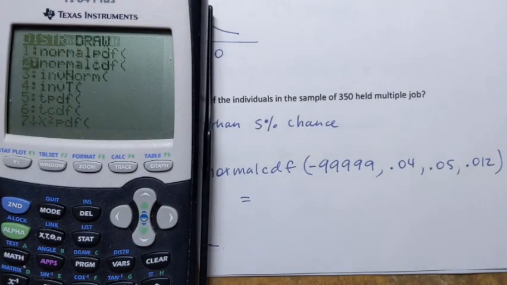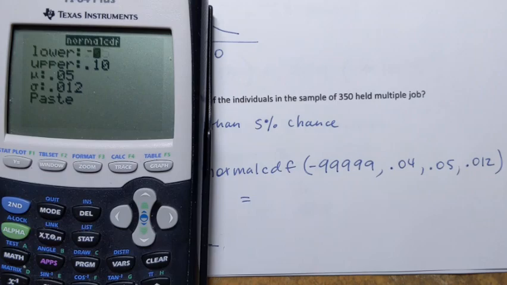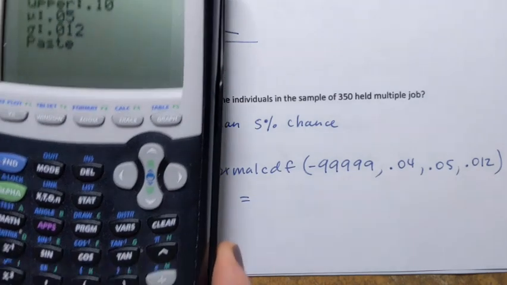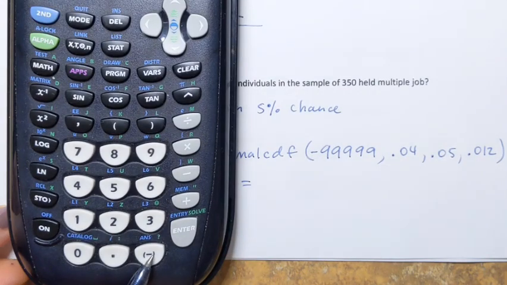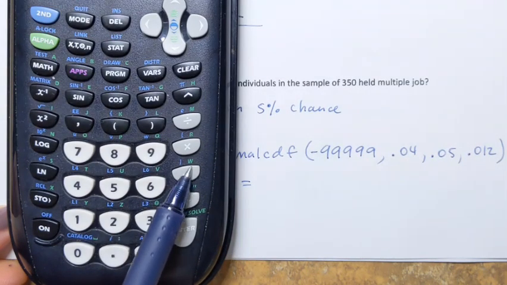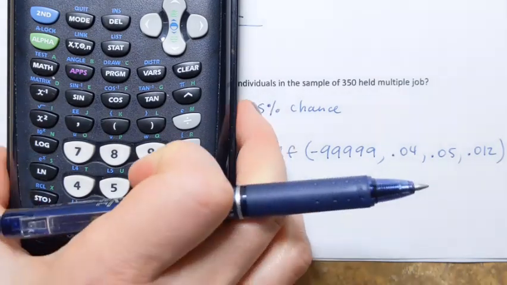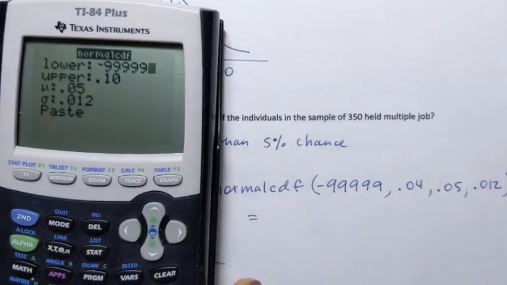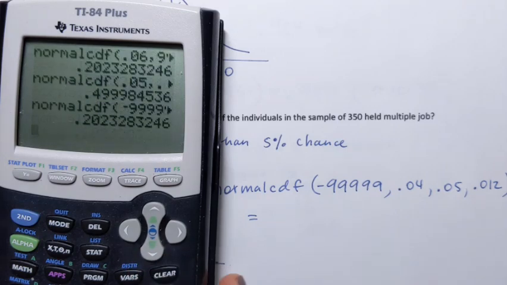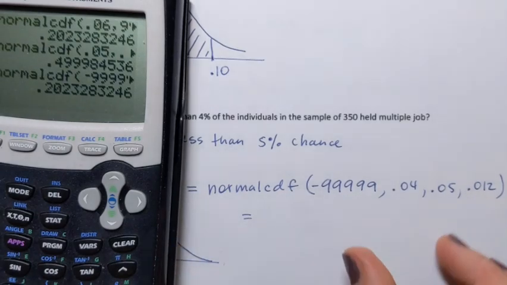So let's see what we'll get. -99999. By the way, don't forget that when you use negative numbers on this calculator, you have to press this button for a negative sign. Don't use subtraction. Otherwise, your calculator is not going to like that. So -99999. The upper boundary 0.04. And that's what we got.